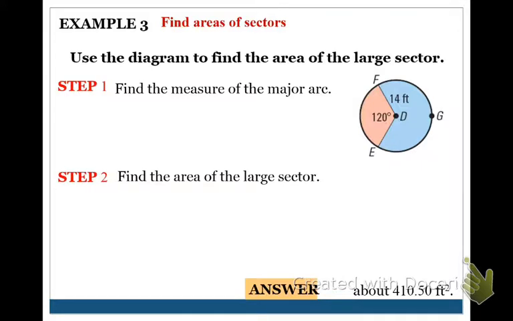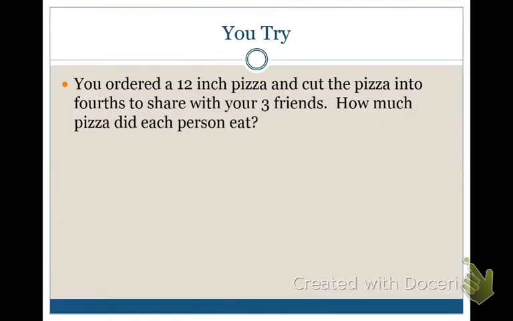All right, looks like we got one more example. You ordered a 12-inch pizza. Cut the pizza into fourths to share with your 3 friends. How much pizza did each person eat? When they tell you the size of a pizza, what are they giving you? 12 inches is the radius or diameter? Yeah, it's the diameter of the pizza, 12 inches.